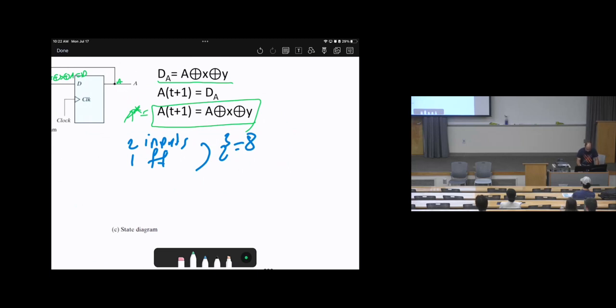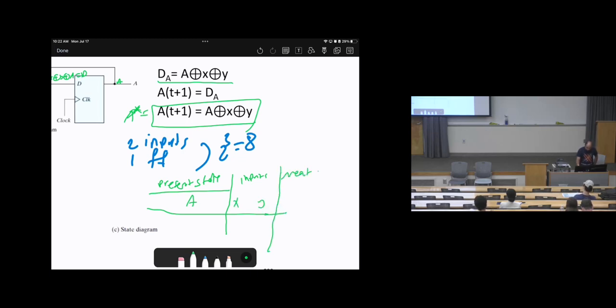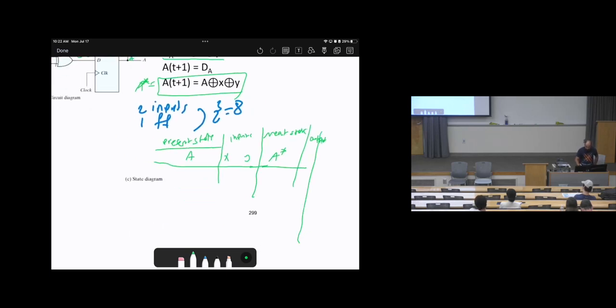To draw the state table, we have a present state, which is A. Then we have inputs, and we have 2 inputs, which are X and Y. Then we have the next state, which is A star. Then outputs: we don't have an output here, therefore leave it empty, like this.